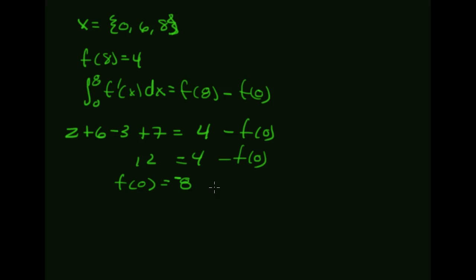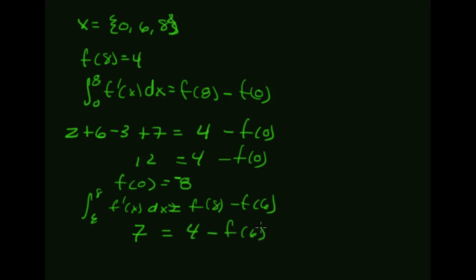So the other one that we can try is f of 6. So we want to take the integral from 0 to 6, or no, not 0 to 6. We don't know 0. Oh, we do know 0, but 6 to 8, right? Of f prime of x dx is f of 8 minus f of 6. This is a really easy one because there's only one piece of the curve there, which measures 7. F of 8 is 4. We don't know f of 6, so this just tells me that f of 6 is negative 3.